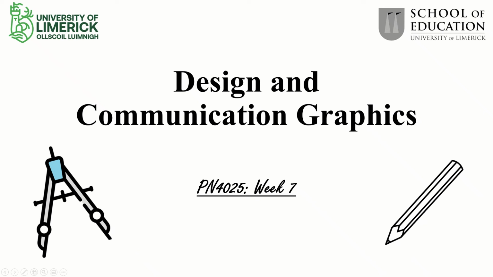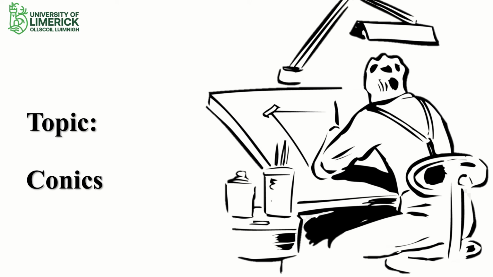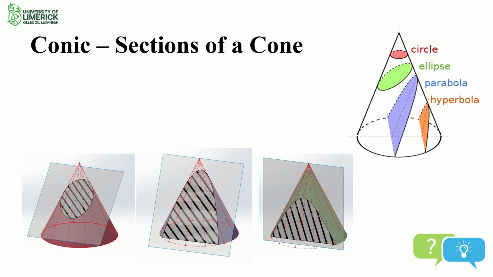This video is going to be for Design and Communication Graphics for PN 4025 for week 7. The topic we're going to be dealing with this week is Conics, which is short for conic sections. When dealing with conic sections, we're really talking about 4 different types of conics here on the right hand side, where you can see circle, ellipse, parabola and a hyperbola.